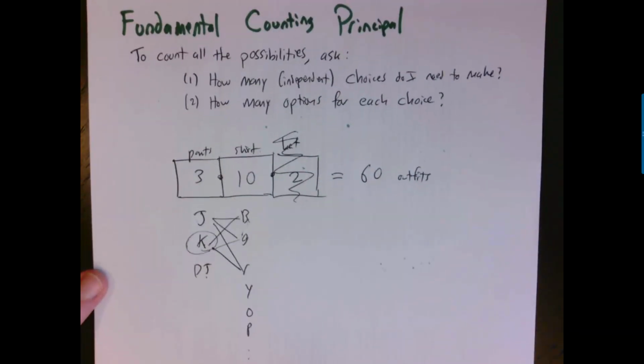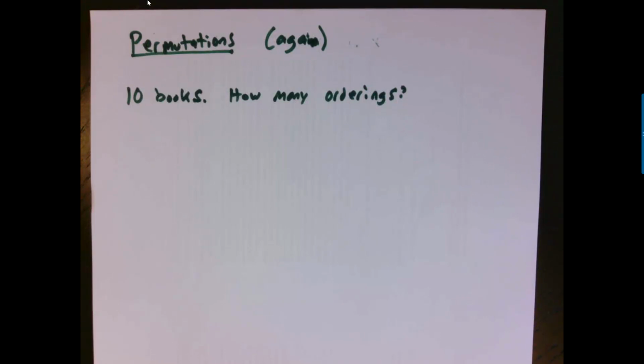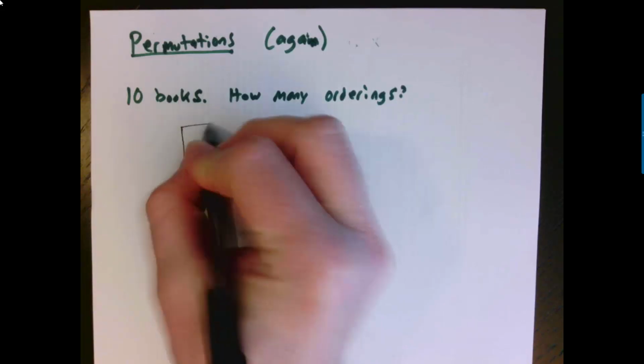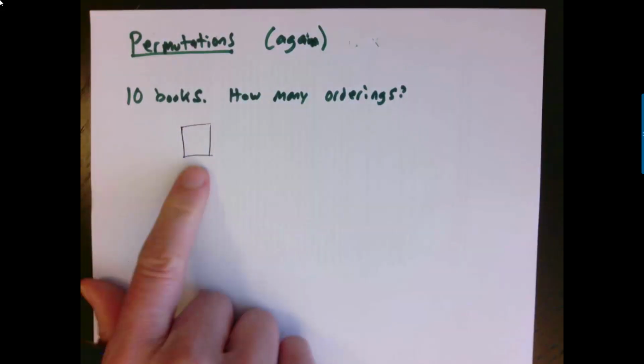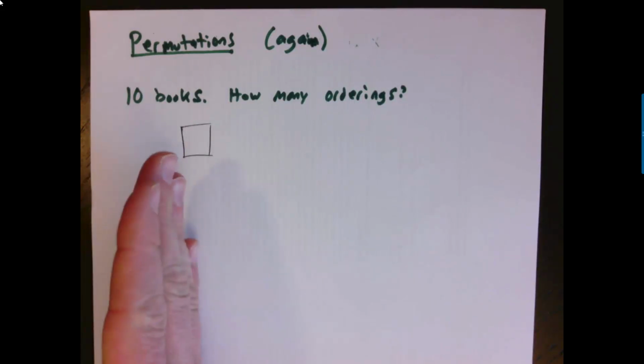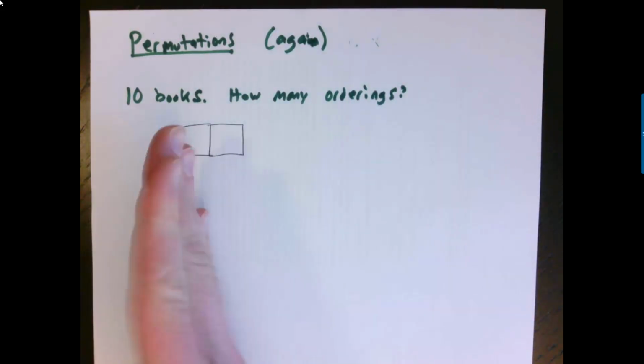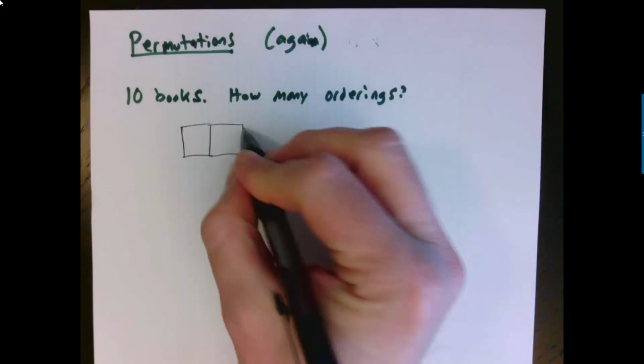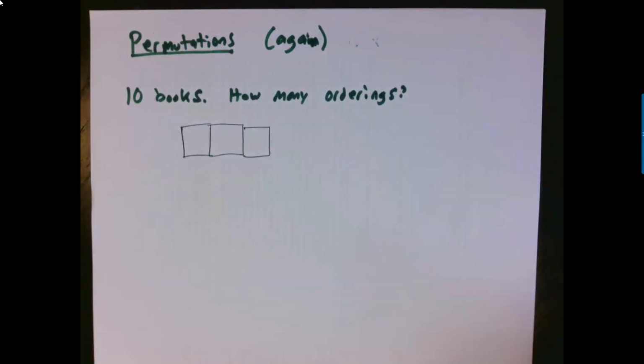Okay, so let's do another example. Let's use permutations as our example. So I've got 10 books. I want to know how many orderings. How many ways could I put those 10 books in a line? If we want to break this down into choices, I could ask, how many options do I have for the first book? And then how many options do I have for the book I'll place next to it? And how many options do I have for the book I'll place next to that?